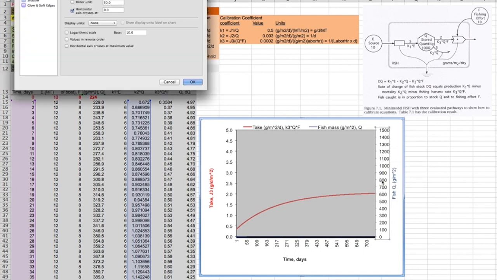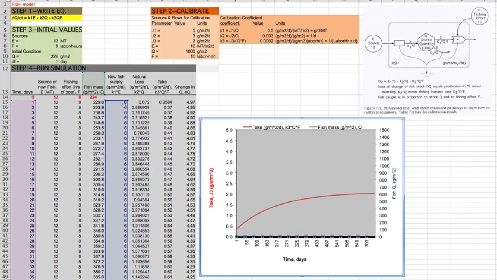If I double click on the axis, change my maximum to automatic, we can see now that the natural loss is here. We could change our major units, minor units, so that we can see for now. So we are using two axes. The red is on the left hand axis, fish is on the right hand side. A good practice is to color code your graphs if you're using multiple axes so they correspond to the labels for those axes.